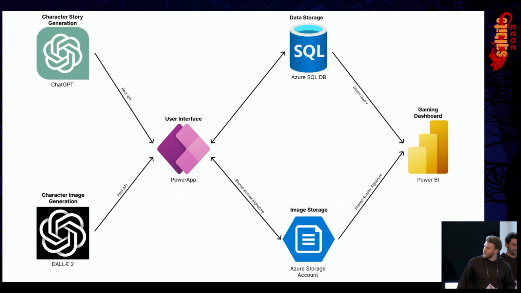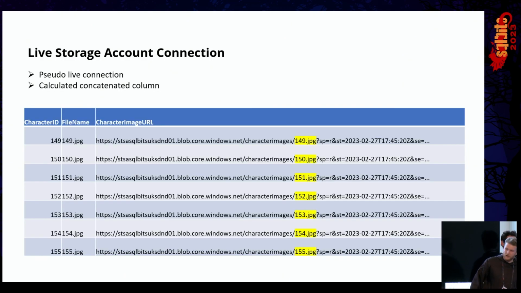So the problem I found was, how are we going to get that live connection? Because there isn't direct query to a storage account. How do we get that live connection to the actual image storage? So it's not technically a direct query live connection. It's a bit of a workaround.